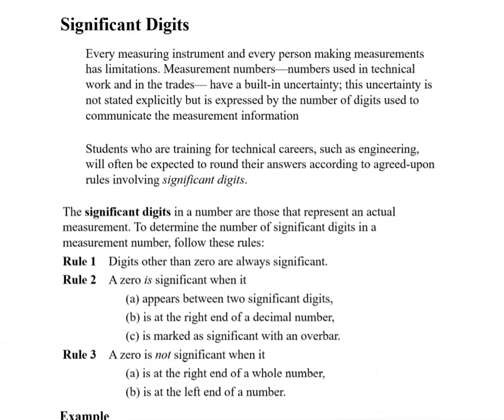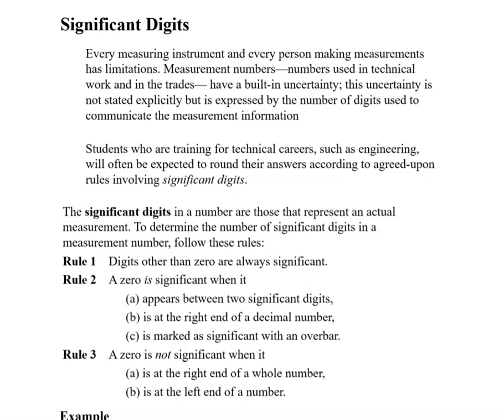It's important that we address the issue of significant digits. Every measurement instrument and every person making measurements has limitations. Measurement numbers used in technical work and in the trades have a built-in uncertainty. This uncertainty is not stated explicitly, but is expressed by the number of digits used to communicate the measurement information. Students who are training for technical careers such as engineering will often be expected to round their answers according to agreed upon rules involving significant digits.